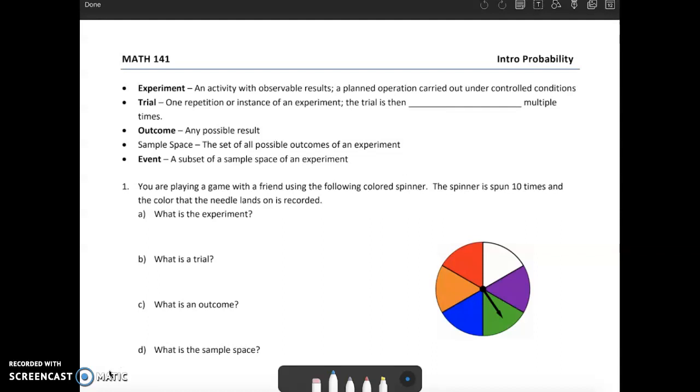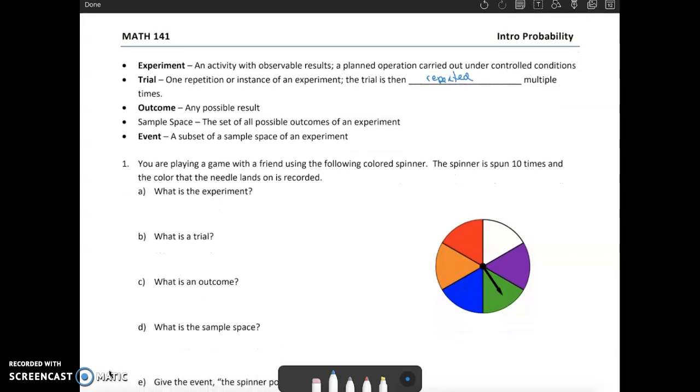A trial is one repetition or instance of an experiment. You then take the trial and it is repeated multiple times. An outcome is any possible result. The sample space is the set of all possible outcomes of an experiment. So you've got outcomes, and then all of the possible outcomes make your sample space. And then an event is a subset of the sample space of an experiment. Okay, so those can get a little bit confusing. Let's kind of practice those.